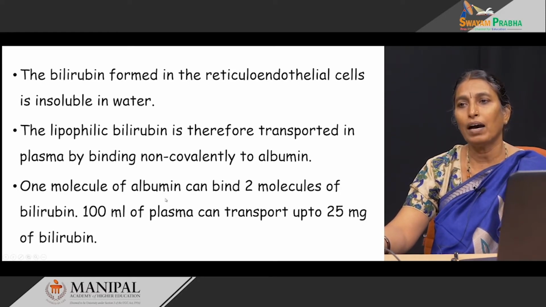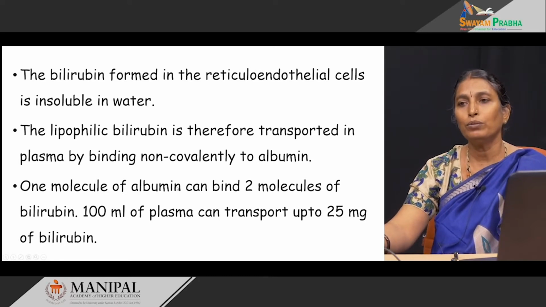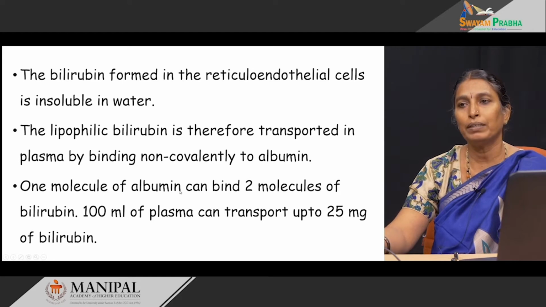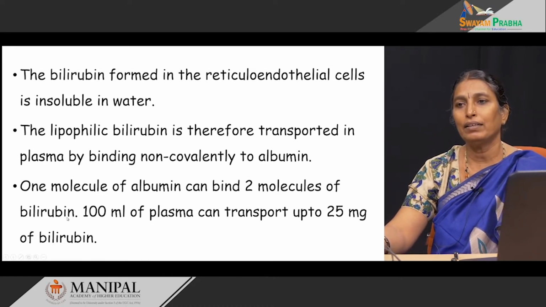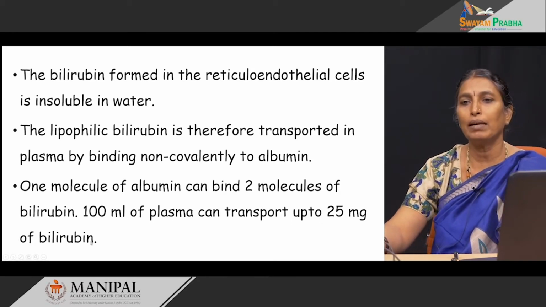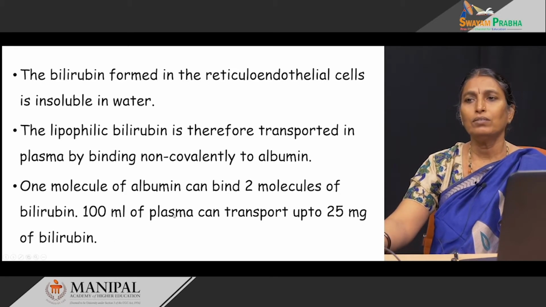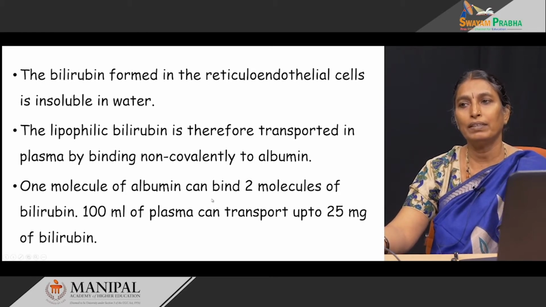One molecule of albumin can bind 2 molecules of bilirubin. So, albumin has 2 binding sites for bilirubin. In this, one site has more affinity towards bilirubin, the other site has the least affinity. 100 ml of plasma can transport up to 25 milligrams of bilirubin. So, this is very important. Most of the time all the bilirubin binds to the high affinity site, not the low affinity site.